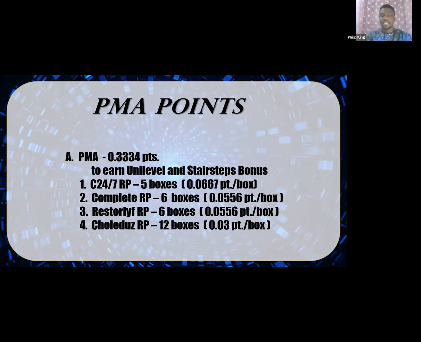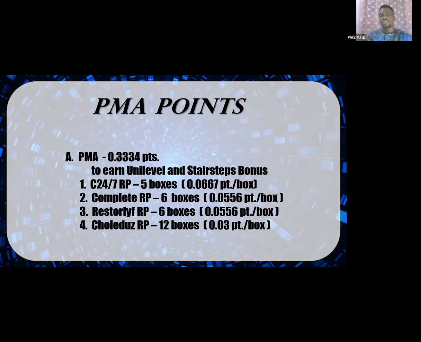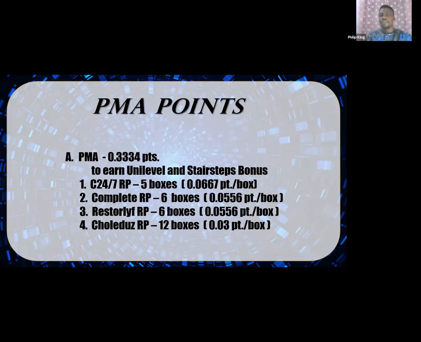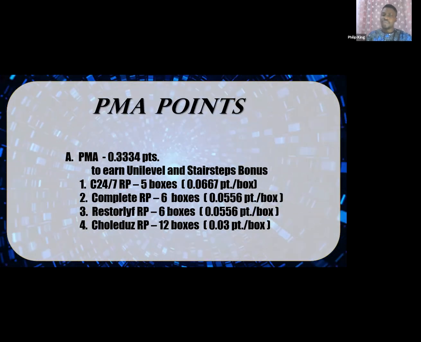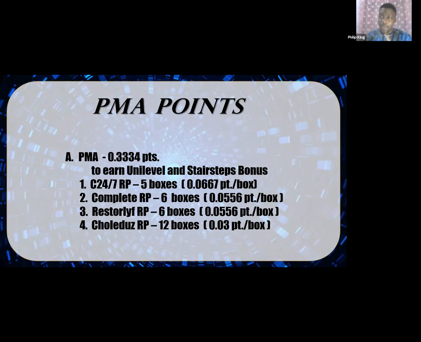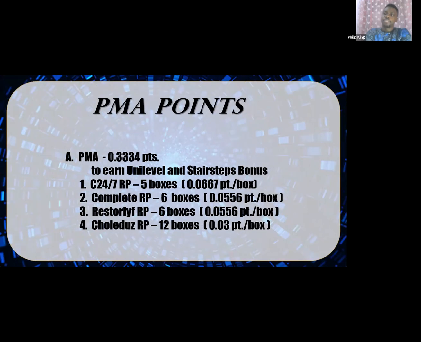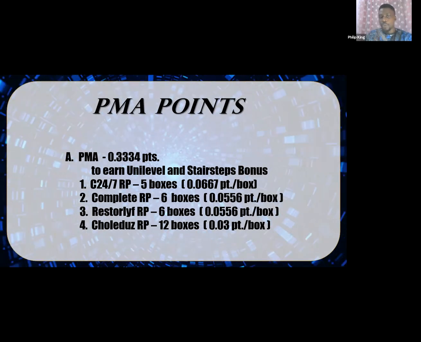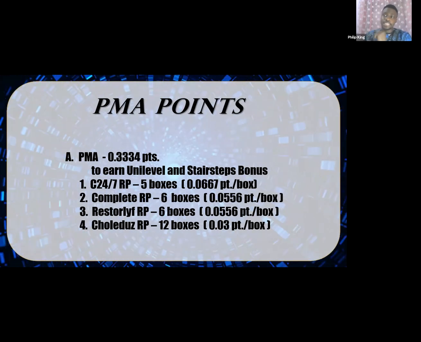Personal monthly award, that's what they call it. Personal account maintenance. Now, what points do I need for my personal monthly maintenance? To earn unilevel and step, for your single maintenance, you need about 0.3334 points. So if you clear 0.3334 points, you have qualified for single maintenance for the month.